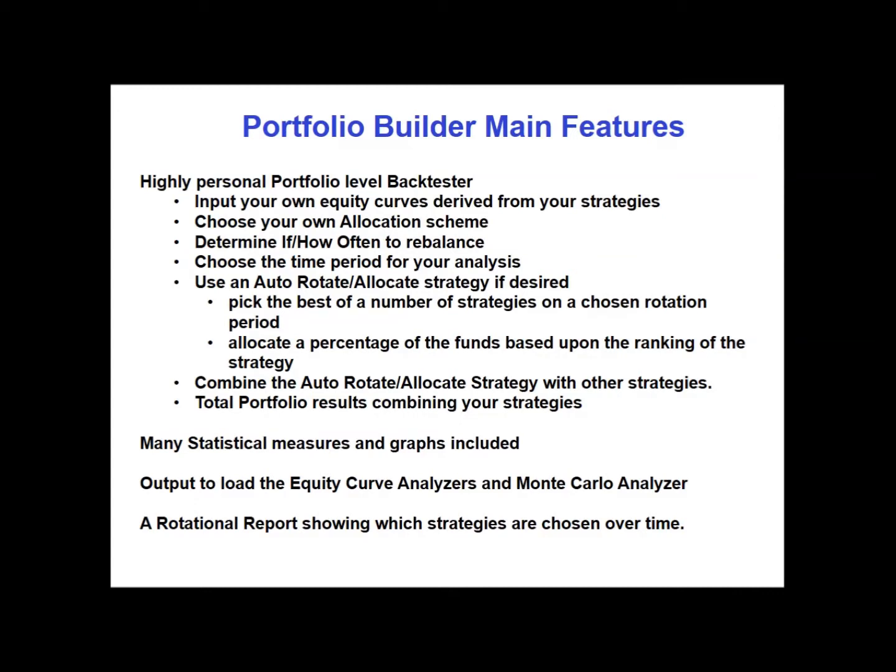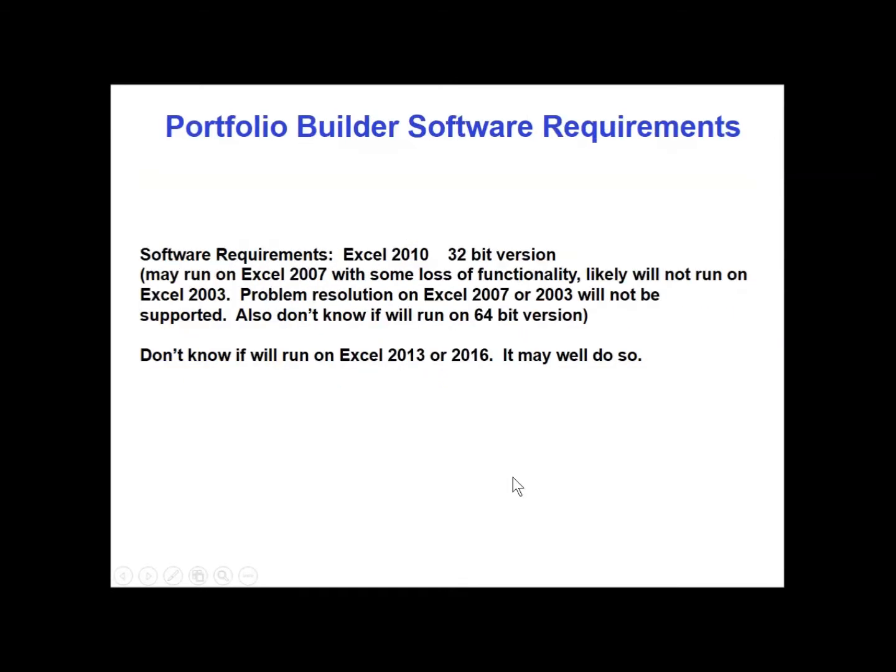Okay, and now we've got lots of statistical measures and graphs like we had in the Gizmo. There's an output that you can use to transfer the equity curve to our Monte Carlo analyzer or one of the 2 equity curve analyzers, which gives you even more graphs and stuff. And then you'll see there's a rotational report showing which strategies are chosen over time.